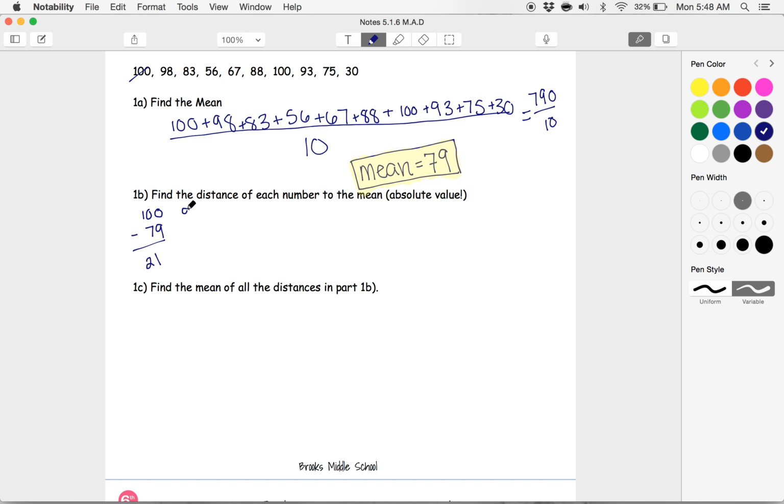Now I'm going to do 98 minus 79. I get 19. Now I'm going to do 83 minus 79. I get 4. Now I'm going to do 56 minus 79. Now when I do this, I actually end up getting negative 23, but because I want the absolute value, I'm just going to put 23. I'm going to ignore that negative sign.